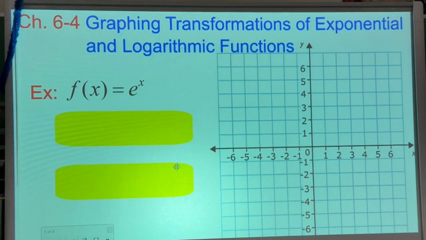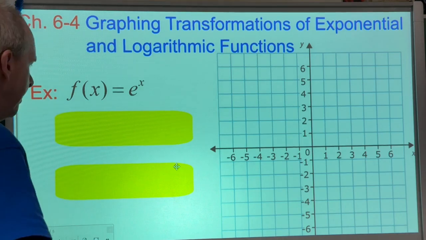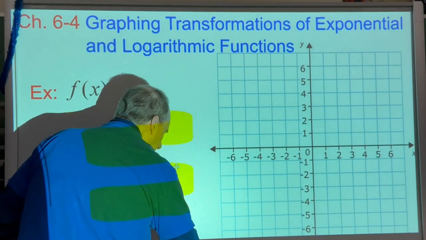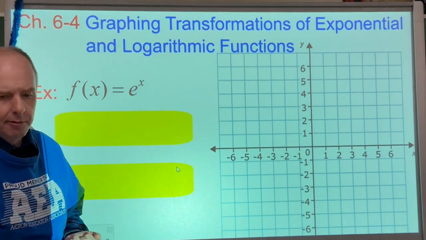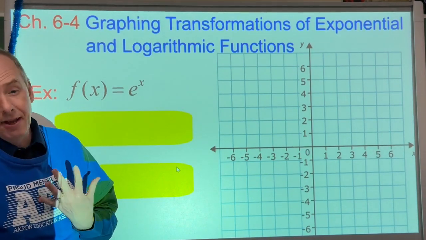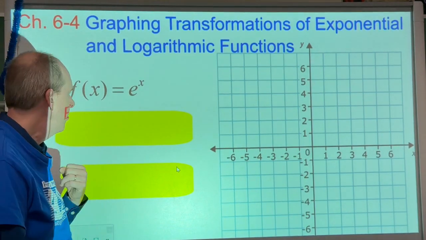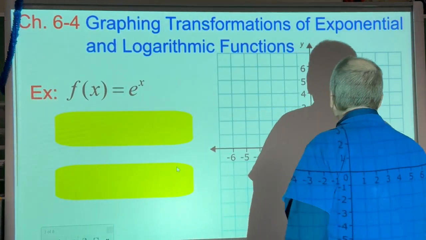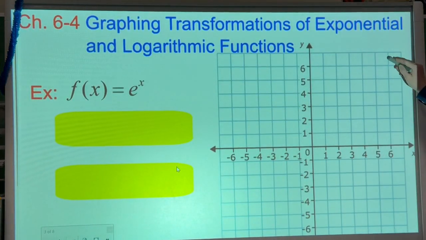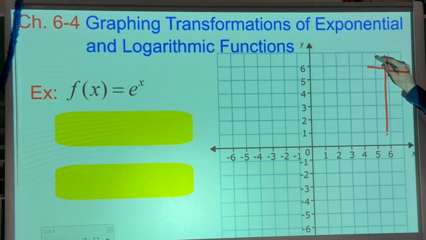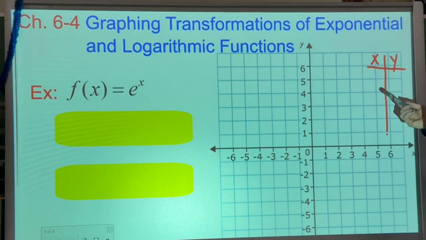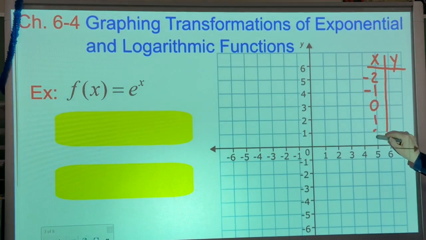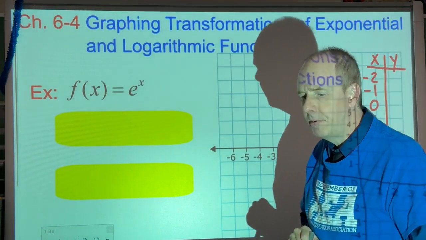How do we graph it? Well, just like we graph anything, we make ourselves a little XY table. I would normally be putting it on the board, but since I'm not here, I'll put it over on the graph, and then I'm going to have to erase it at some point. So be sure you copy it down. But we'll pick some x values, plug it into e to the x, and we'll get our y values. So maybe -2, -1, 0, 1, and 2. Those are our typical numbers that we plug in.